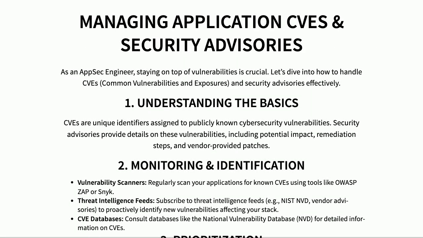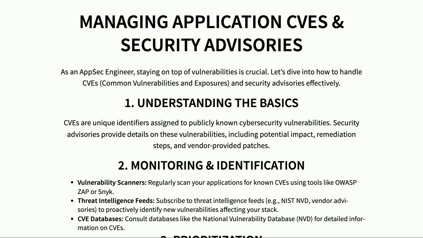Okay, let's talk about keeping our applications secure. Specifically, we're focusing on CVEs and security advisories. Those are like little warning signs for potential weaknesses in the software we use. A CVE is essentially a unique ID that identifies a known vulnerability, and a security advisory tells us all the important details about it, including what it means and how to fix it.